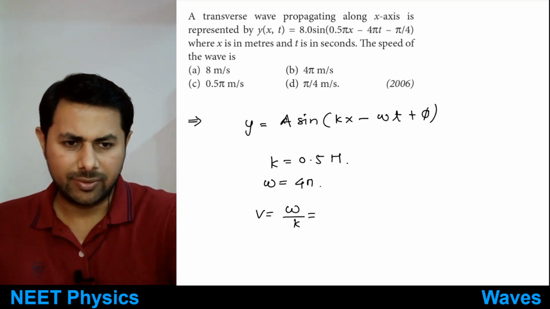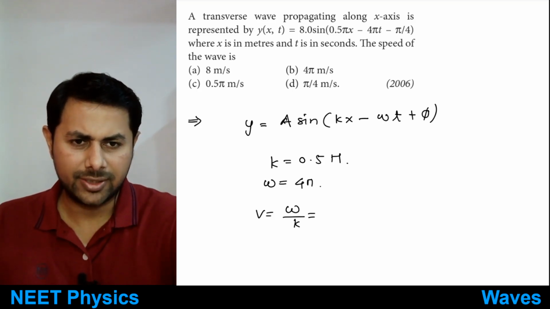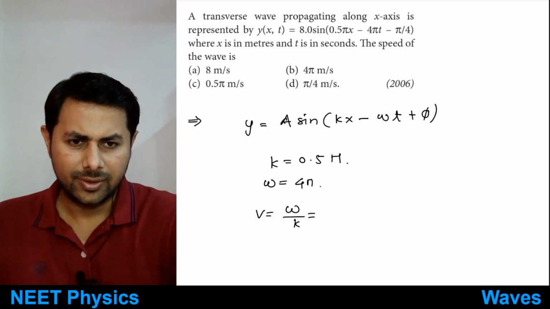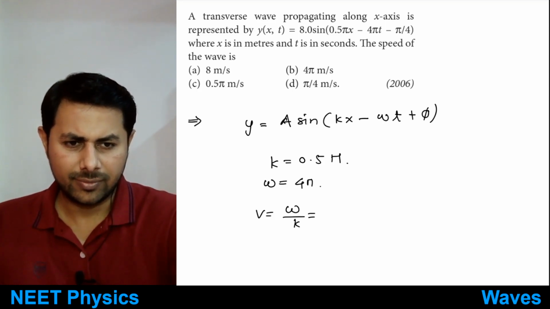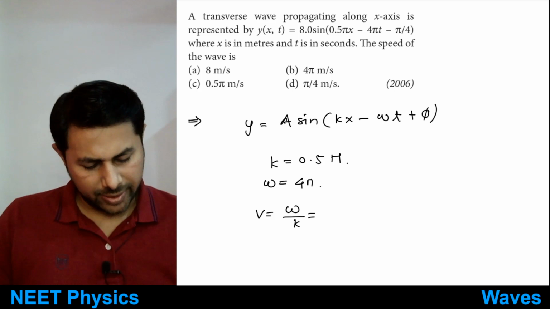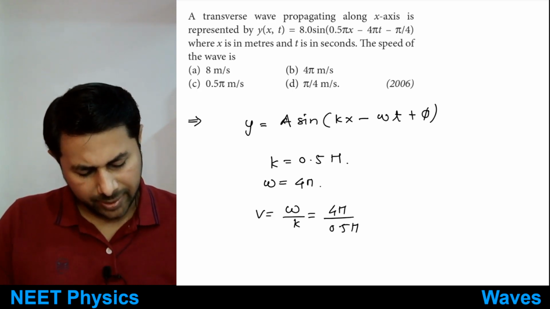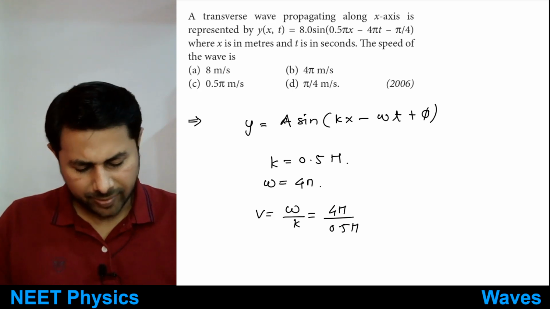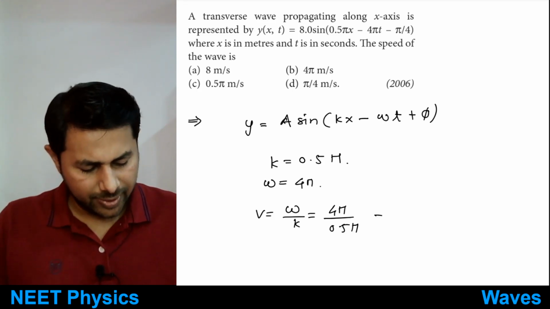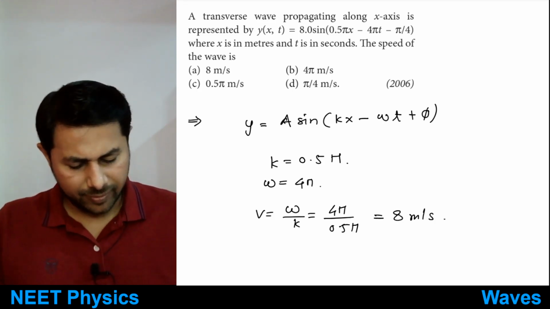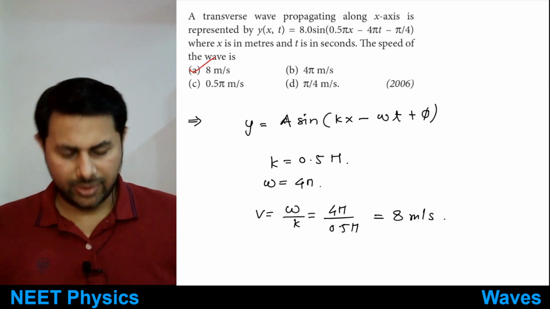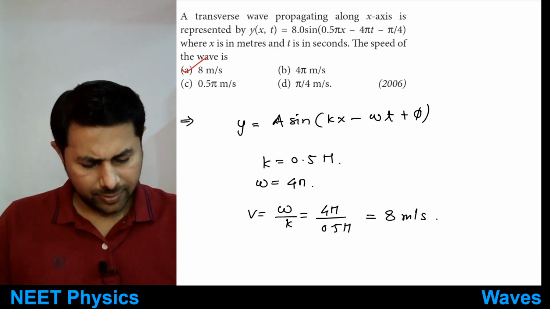Option A. Selva Kumar says option A. Did somebody else also answer? All right, so omega is 4 pi divided by 0.5 pi, that's correct. Pi gets cancelled, 4 divided by 0.5. So it's 8 meters per second. Very simple. Okay, good.